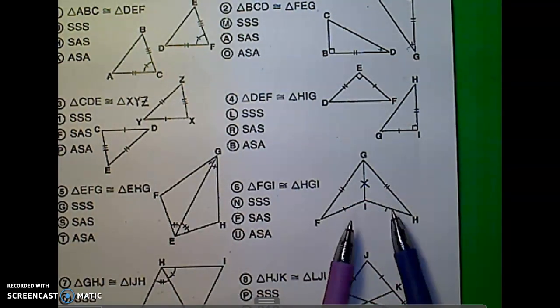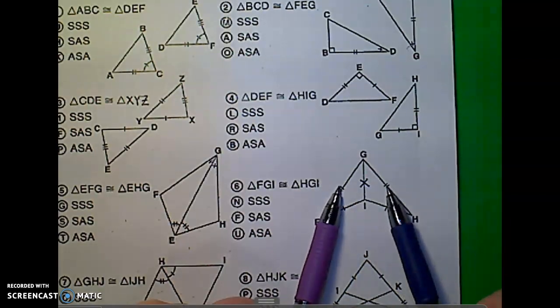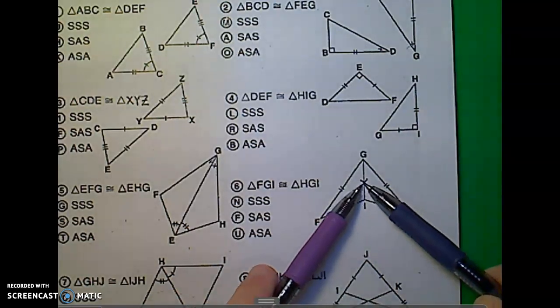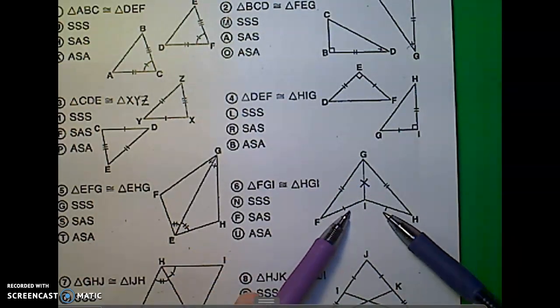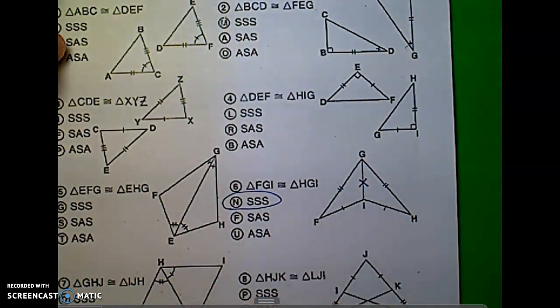What do I know is congruent? I'm going to walk around the triangle. Side, side, side. Or you can start in the center. Side, side, side. So this is congruent by side, side, side.